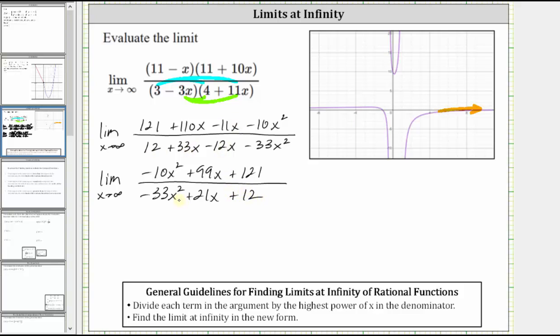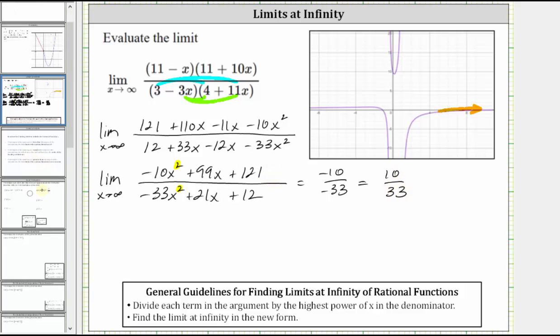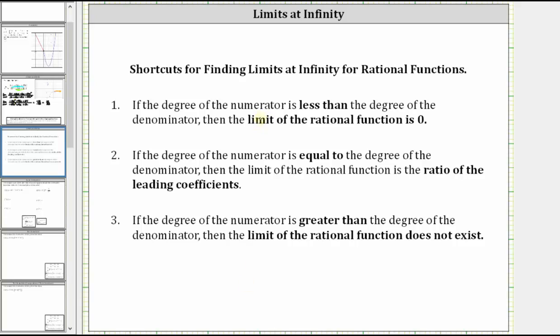At this point, we can use the degree of the numerator and denominator to determine this limit. Notice how the degree of the numerator and denominator are the same. They're both 2, and therefore the limit as x approaches infinity is equal to the ratio of the leading coefficients, which in this case would be negative 10 over negative 33, or 10/33. A summary of the shortcuts are shown here by determining the degree of the numerator and denominator. In our case, the degrees were equal, and therefore the limit of the rational function is the ratio of the leading coefficients.